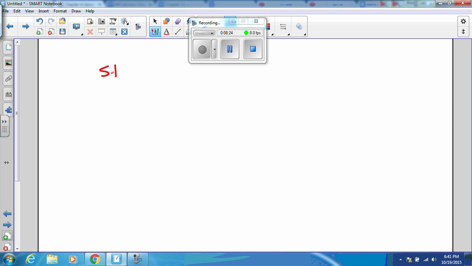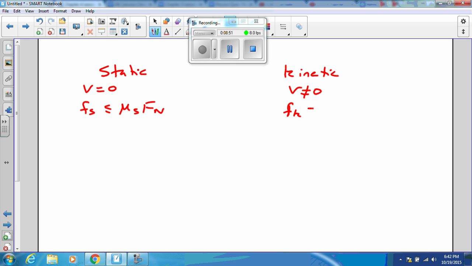Well, if we go back to creating a static and kinetic frictional force chart here, what we know so far is that static is for objects that are not in motion when v is equal to 0, and we know that the static frictional force is less than a max, which is mu s times the normal force. Kinetic frictional force applies when the velocity is not 0, and the kinetic frictional force has a constant value, which is mu k times the normal force. All right, well, we can say a little bit more about this.